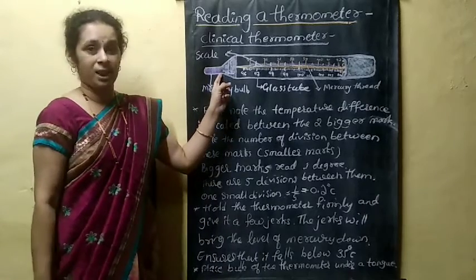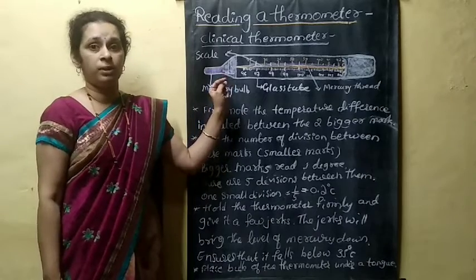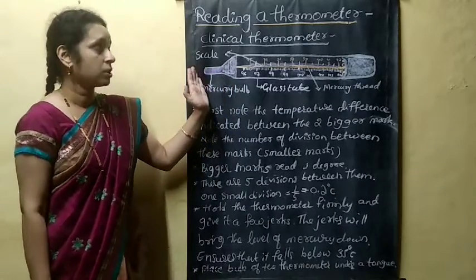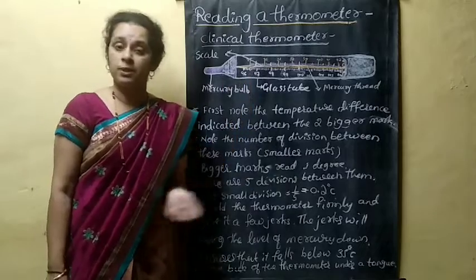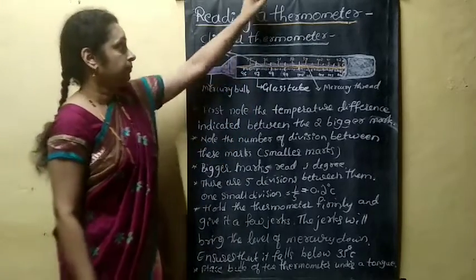Bulb means you can understand. Okay, here you will come across the clink in the clinical thermometer. That is a difference you will come across between the clinical and the laboratory thermometer. We'll discuss that afterwards again.